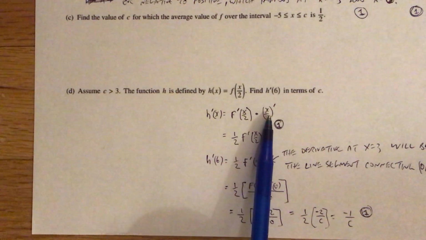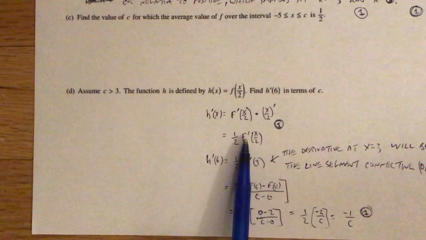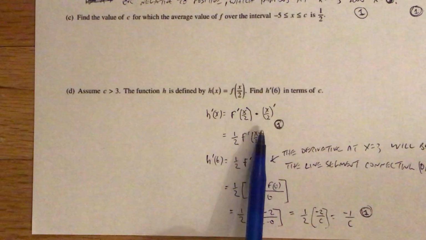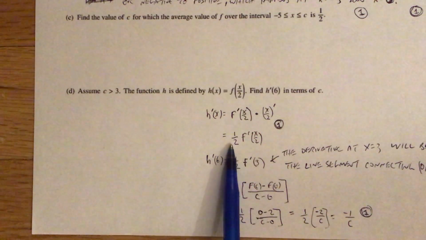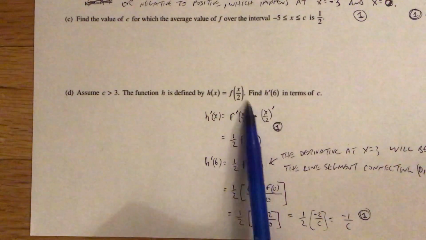Basically, this is 1/2 x. Derivative of 1/2 x is just 1/2. So that kicks the 1/2 out here, f prime of x over 2. So what's h prime of x? It's f prime of x over 2 times 1/2. That gets you a point for calculating that derivative correctly and knowing how basically to read this notation and do the chain rule.